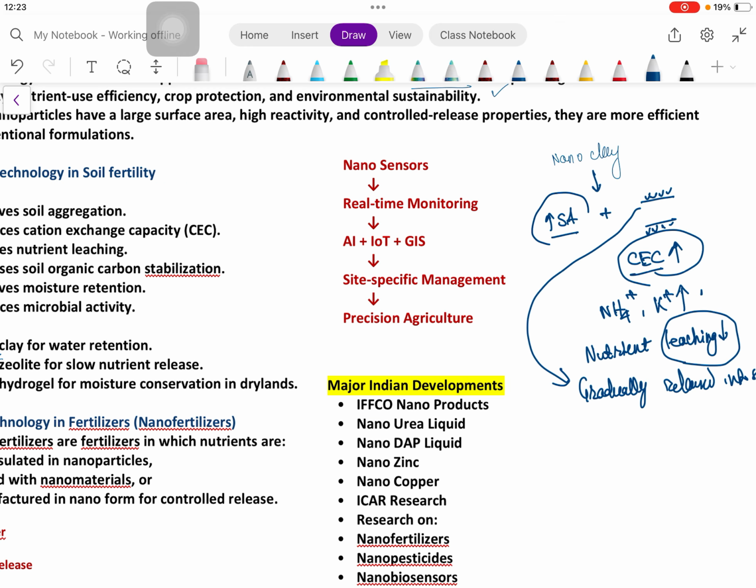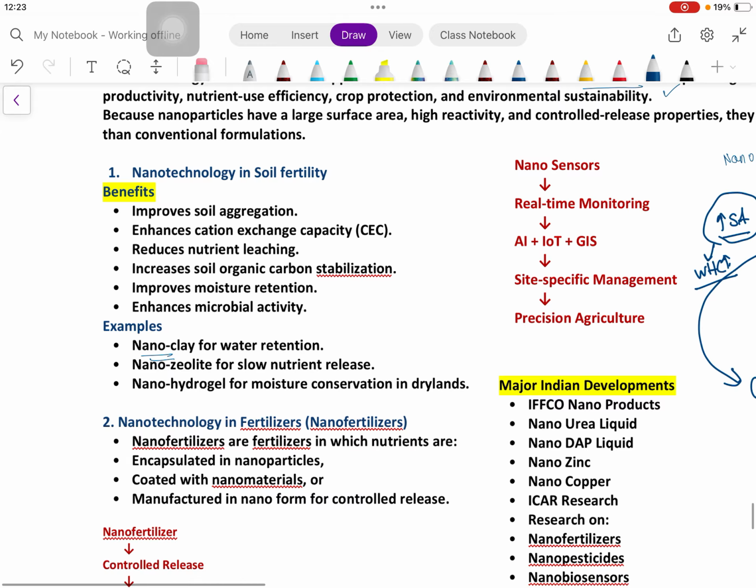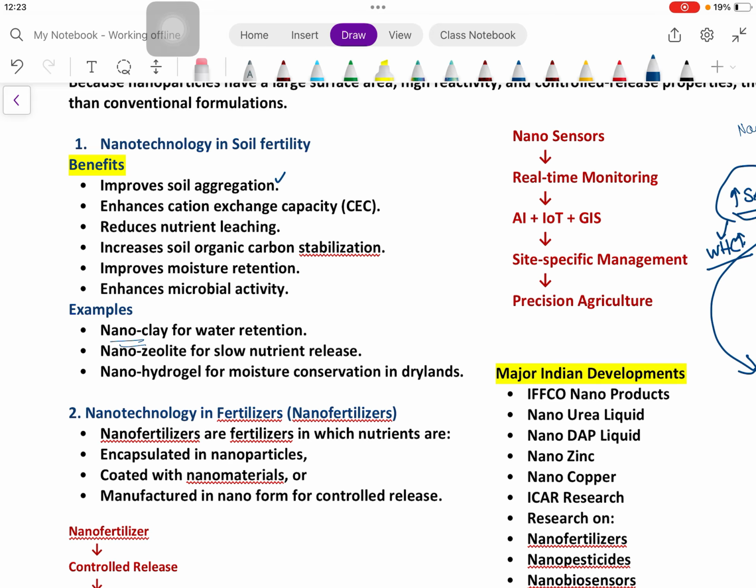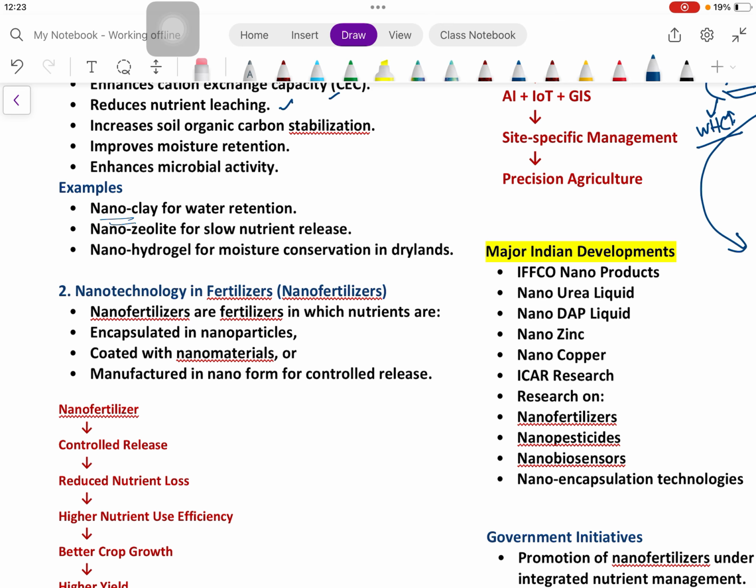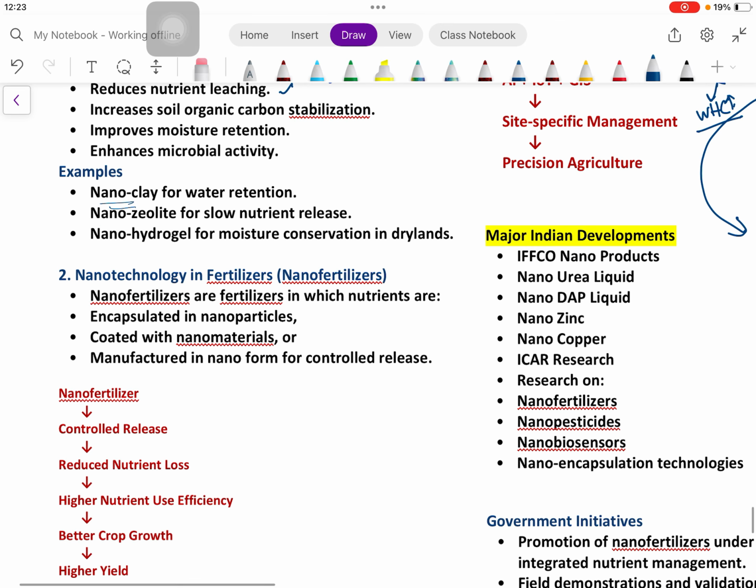Another thing is that when the surface area is increasing, the water holding capacity is also increasing. So this is particularly useful for drought prone areas or degraded soil areas. Another thing is that it improves soil structure. So these things have been written in the benefits: improved soil aggregation, cation exchange capacity, reduces nutrient leaching, organic carbon stabilization. Okay, some examples, then we will see its role in fertilizer or nano fertilizer.